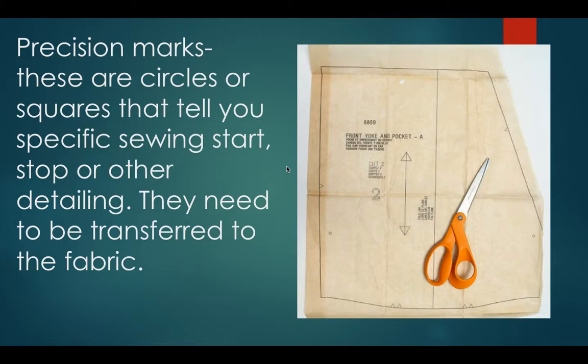Precision marks are extra symbols. They could be circles, they could be squares, they could be diamonds, they could be stars that tell you specific information like start of sewing, stop of sewing, where something should be attached in the middle of a piece of fabric. You can't really mark on the edges where something in the middle should go. And other detailing for sewing. These marks need to be transferred to your fabric so you remember where they are. Here are a couple placement ones. This one's for a pocket, and this one is for a zipper.